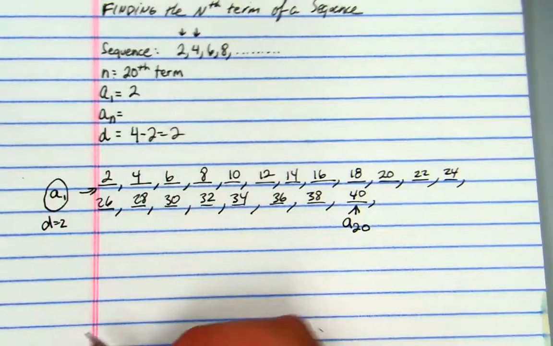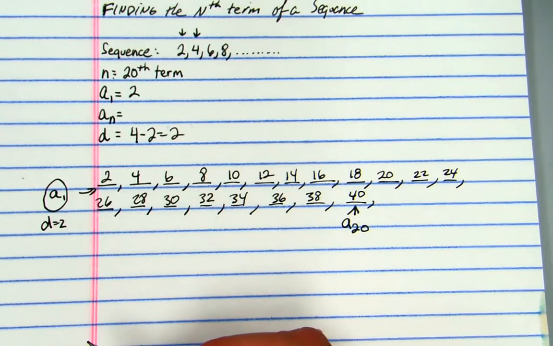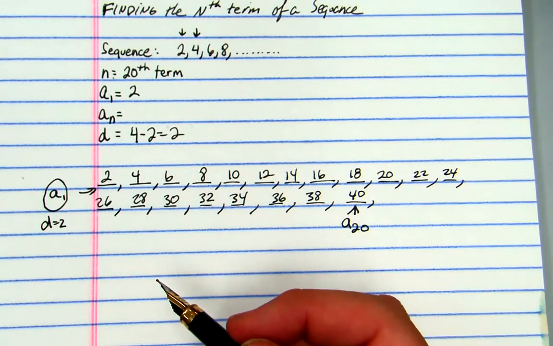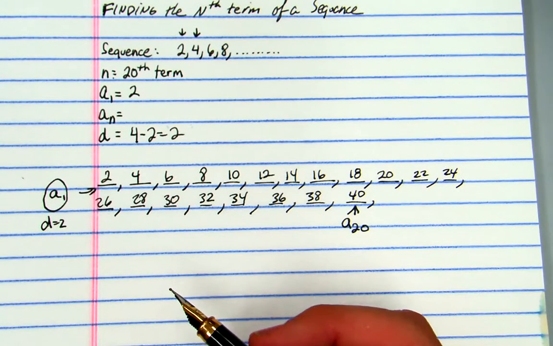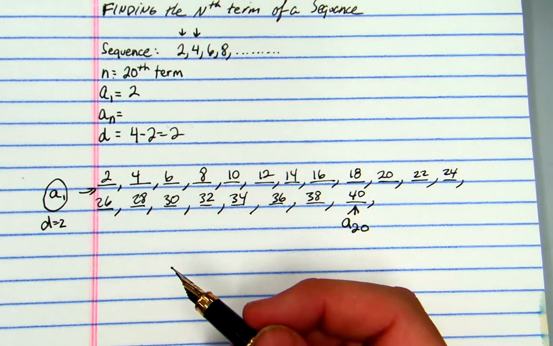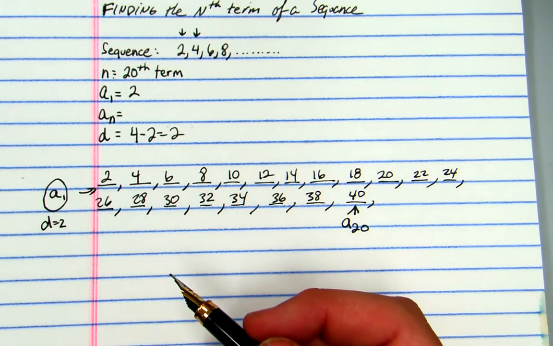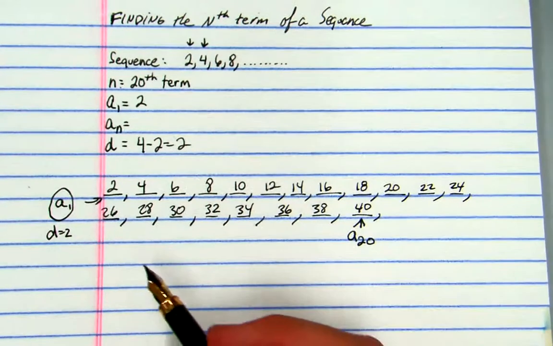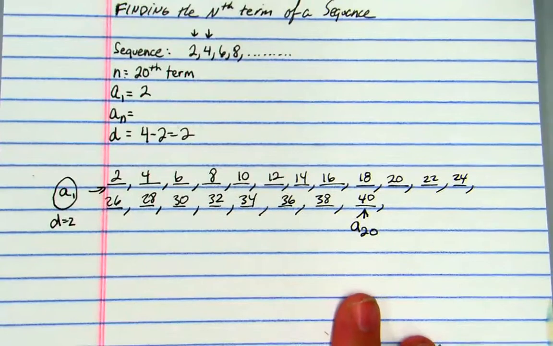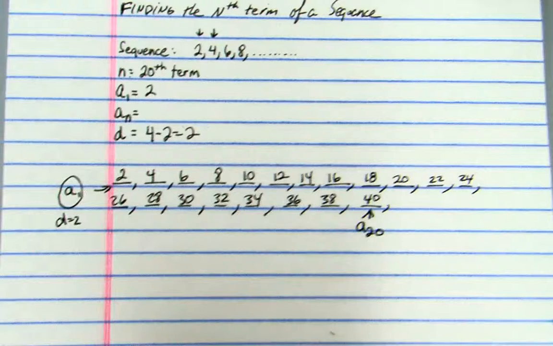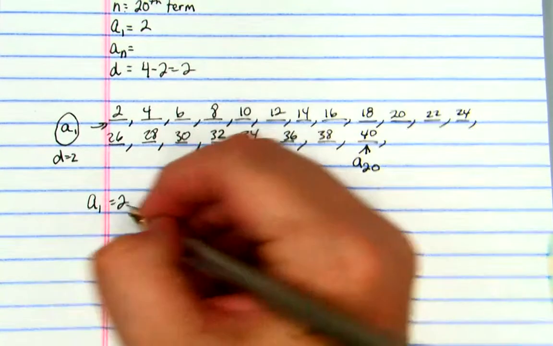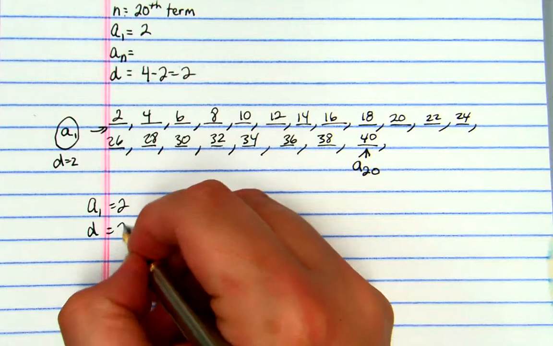So, you can do this, but if I ask for what's the 100th term, or what's the 1000th term, there's no way that you're going to be able to do that. But what we need to do is connect it to what we know. And here's what we know: a sub 1 is equal to 2. D is equal to 2.